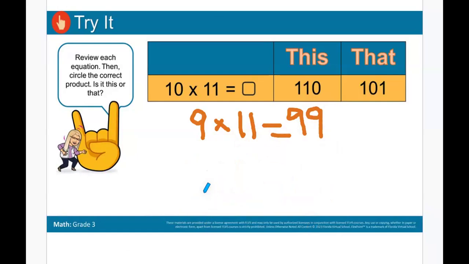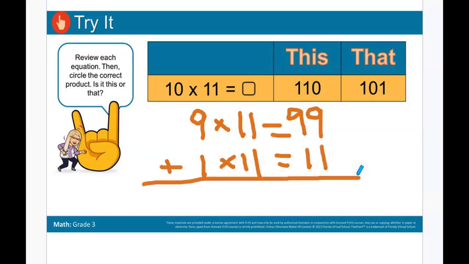So I'm going to do 9 groups of 11, and then I'm going to do one more group of 11. I know the identity property of multiplication is like holding up a mirror and that number looks in and sees itself. So 11 times 1 is 11. I can add that up. So that gives me 10 groups of 11. 9 plus 1 more is 10.